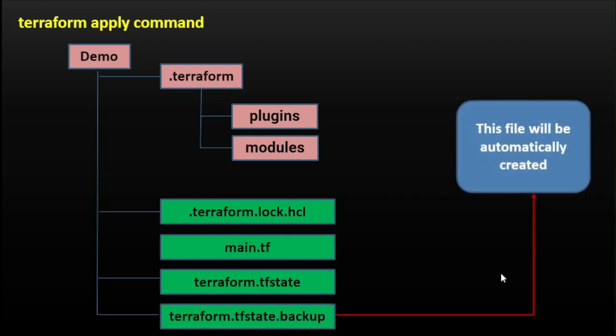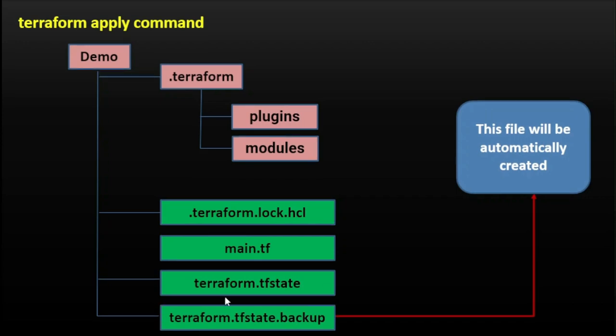So to protect this file against accidental loss or corruption, Terraform automatically creates another file, the terraform.tfstate.backup file. Basically this file is a backup of the terraform.tfstate file. It contains a copy of the previous state file before any changes were applied, and it can be useful when you need to revert to the previous state or you want to recover from an error. So now let's quickly jump to VS Code and see all these things in practice.